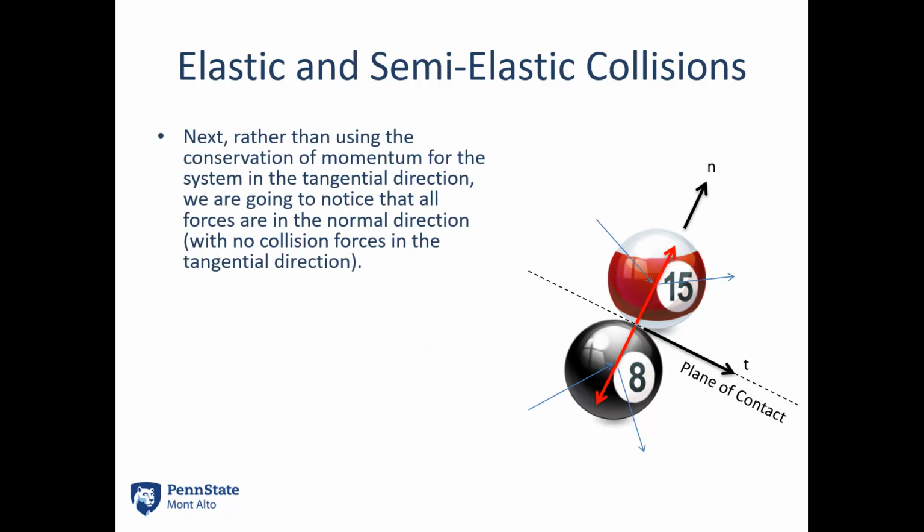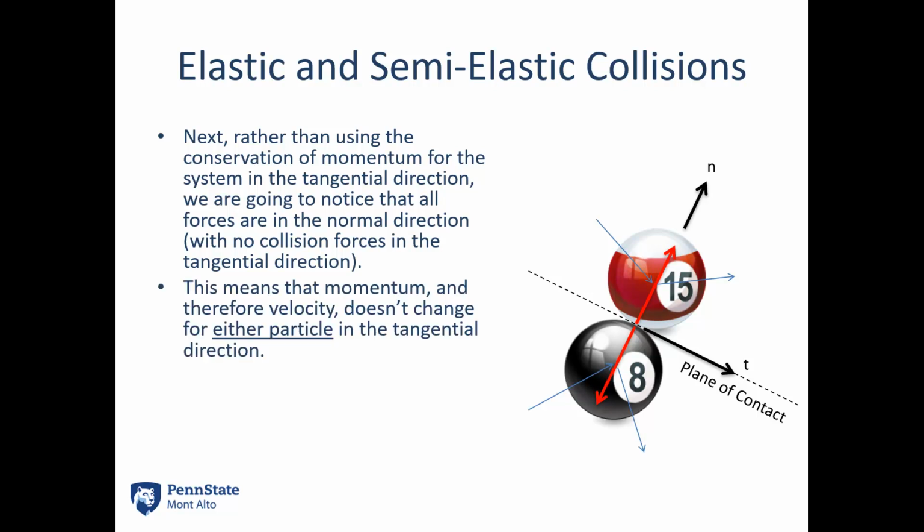Equation number two. Rather than doing the same thing in the tangential direction, we're going to notice something specific. All of our forces, by definition, are going to be in the n direction, which means that there's no forces on either particle in the t direction. When we have that, there's no change in momentum. So no impulse, no change in momentum. As long as our mass isn't changing, which most of the time it's not, that means the velocity in the tangential direction for either particle is not going to change.